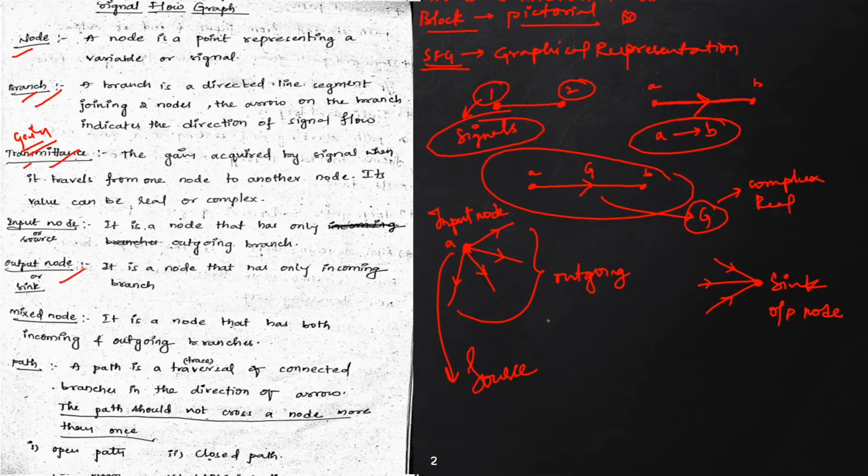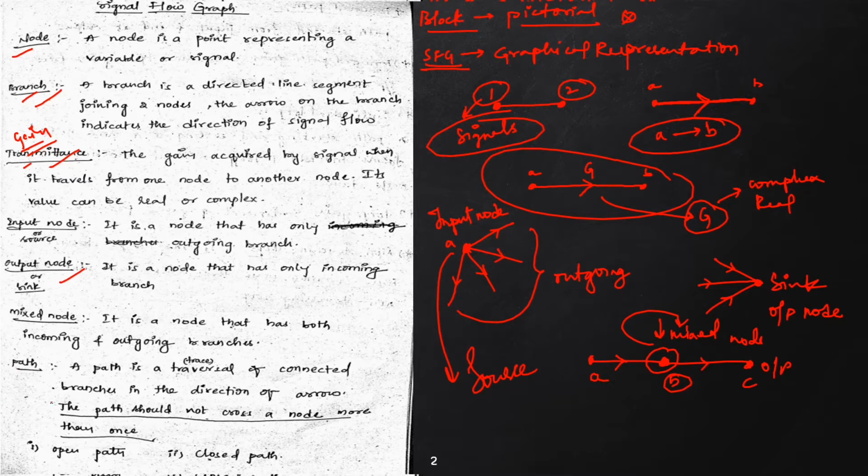Another node is the mixed node. Suppose we have a system like this, A, B, C. The signal is flowing like this, and here B is called a mixed node. B is called a mixed node because if you observe, A is an input node because all the branches are outgoing from it. C is an output node because all the branches are incoming to it. Whereas B has a combination of incoming branch as well as outgoing branch. That is why we call it a mixed node.